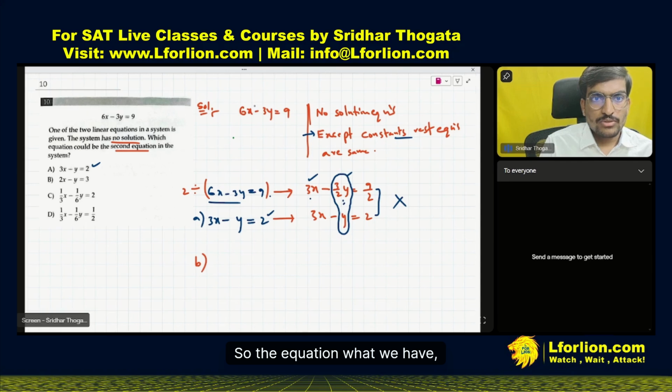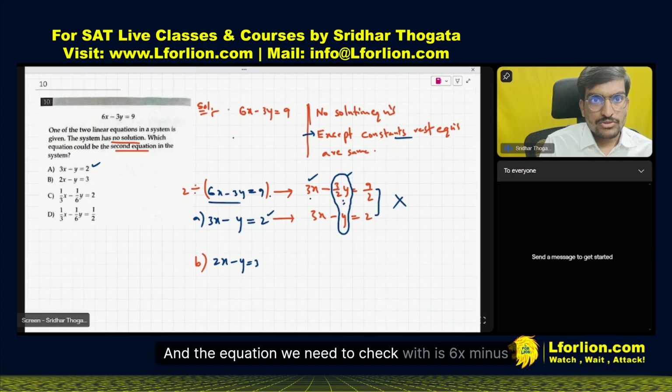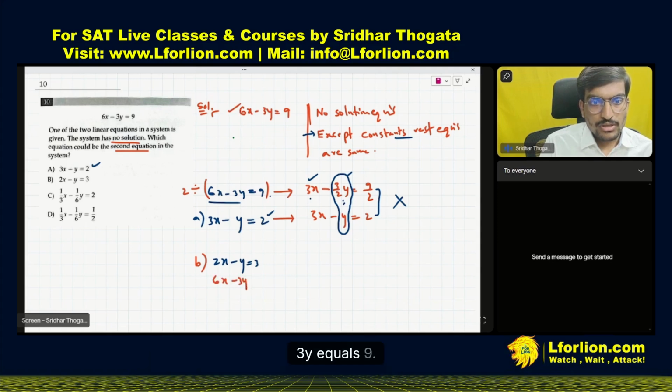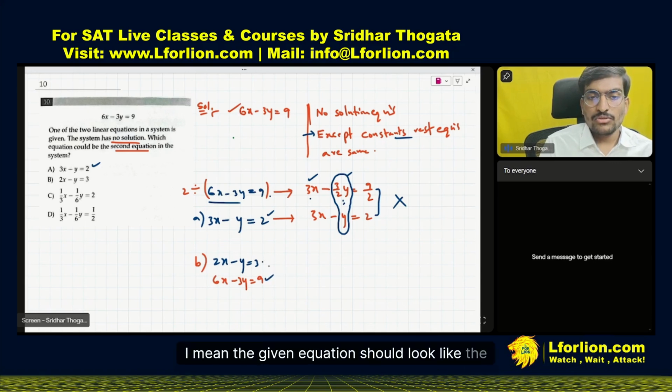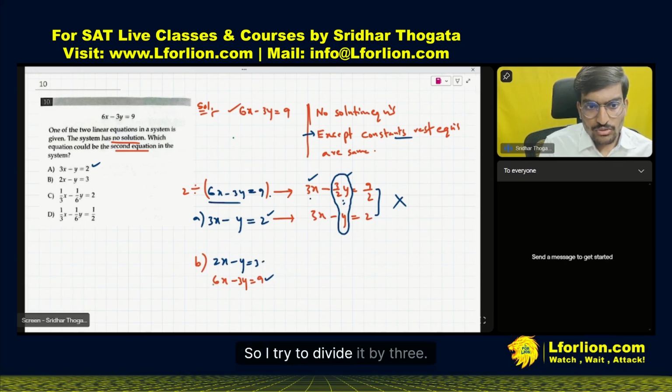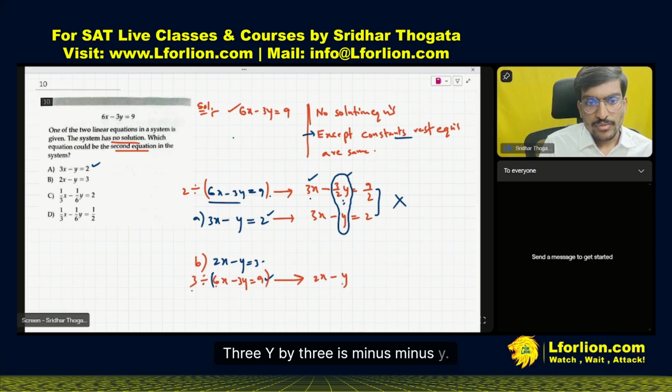The equation B is 2x minus y equals 3, and the equation we need to check with is 6x minus 3y equals 9. The given equation should look like the equation in the option. So I try to divide it by 3, because if I divide by 3, I can match up with option B. Dividing by 3, 6x becomes 2x, 3y by 3 is minus y, and then 9 divided by 3 is 3.